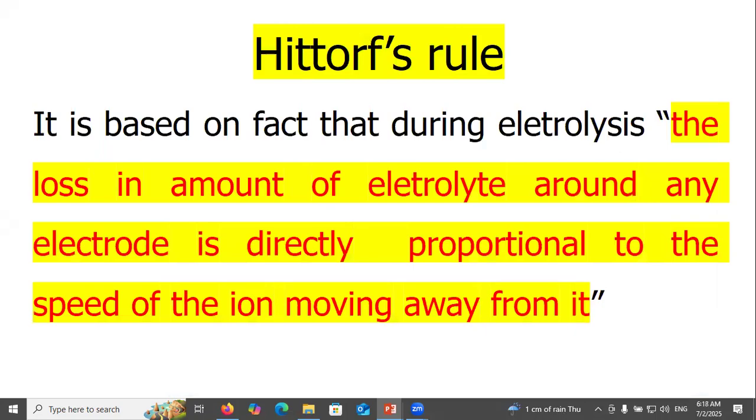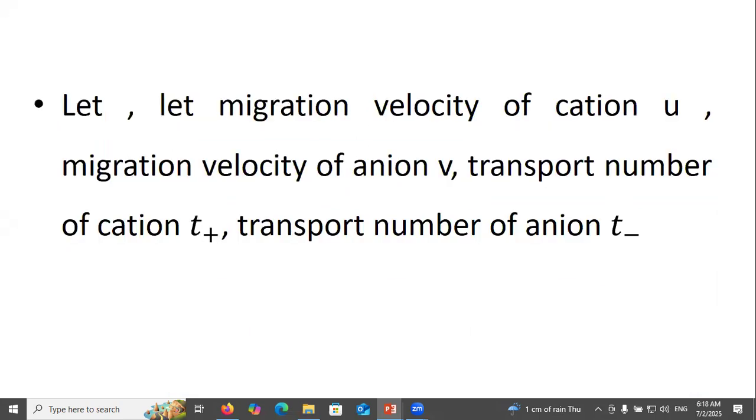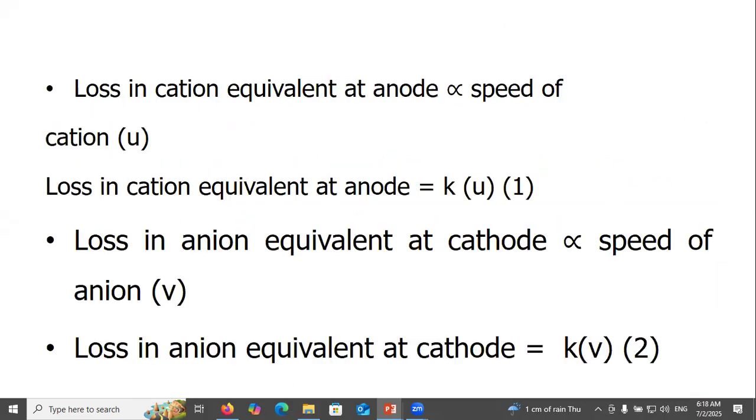Hittorf's rule is based on the fact that during electrolysis, the loss in the amount of electrolyte around any electrode is directly proportional to the speed of the ion moving away from it. Let the migration velocity of the cation be U, the migration velocity of the anion V, the transport number of the cation T+, and of the anion T-. Loss in cation equivalent at the anode is proportional to the speed of the cation U, so it equals kU. Loss in anion equivalent at the cathode is proportional to the speed of the anion V, so it equals kV.